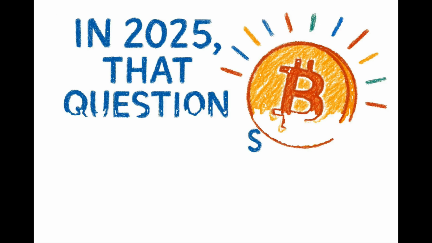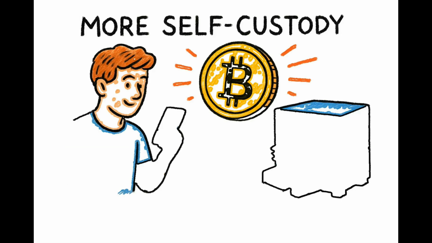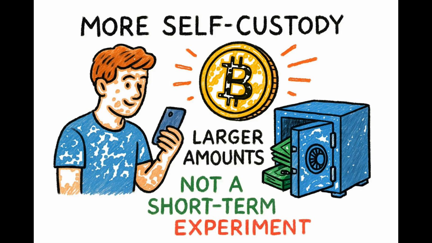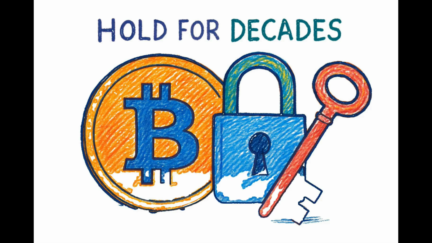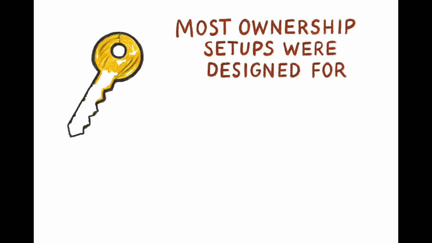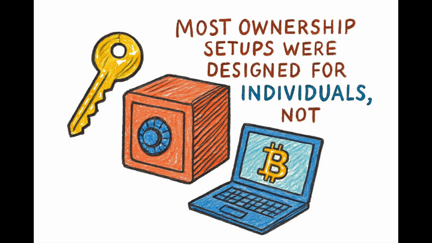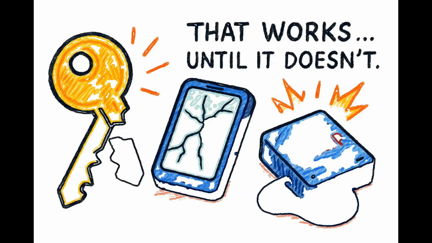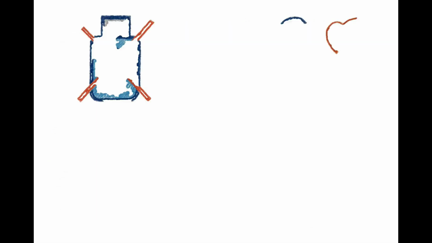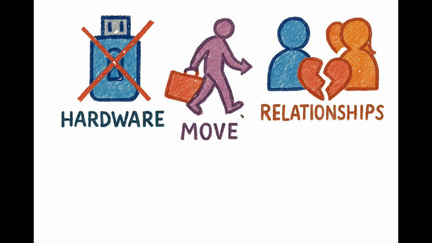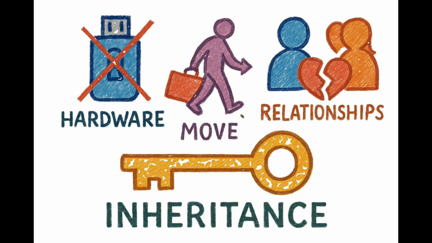In 2025, that question matters more than ever. More people self-custody now, the amounts are larger, and Bitcoin is no longer a short-term experiment. It's something people expect to hold for decades. The problem is that most ownership setups were designed for individuals, not lifetimes. One key, one device, one backup. That works until it doesn't. Hardware breaks, people move, relationships change, and eventually every owner faces the question of inheritance.